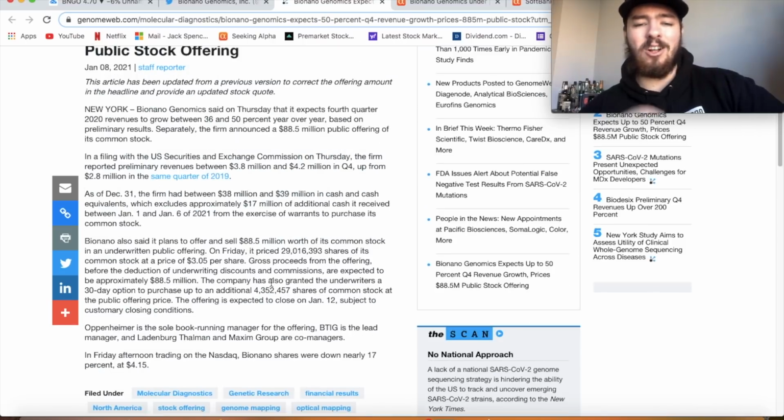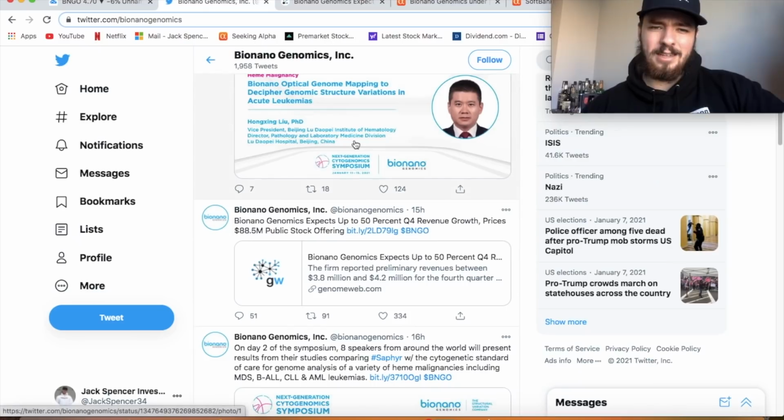Now, the company has also granted the underwriters a 30-day option to purchase up to an additional 4.35 million shares of common stock at the public offering price. So you can expect, if they go on another quite considerable run-up, they're going to buy those shares. And that is the primary news.